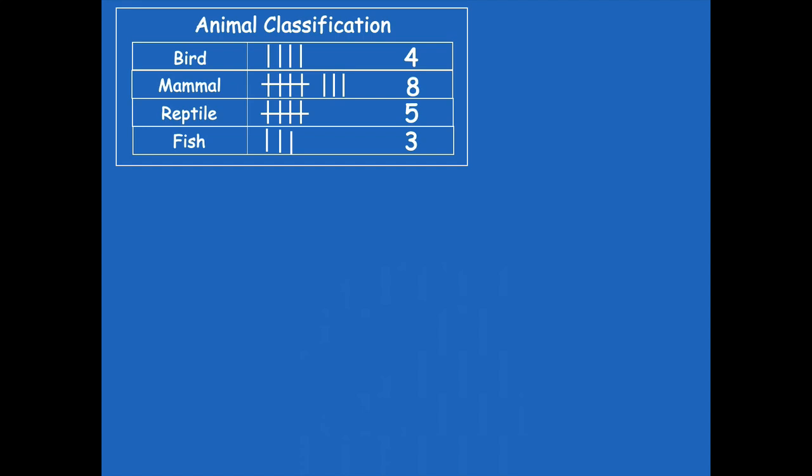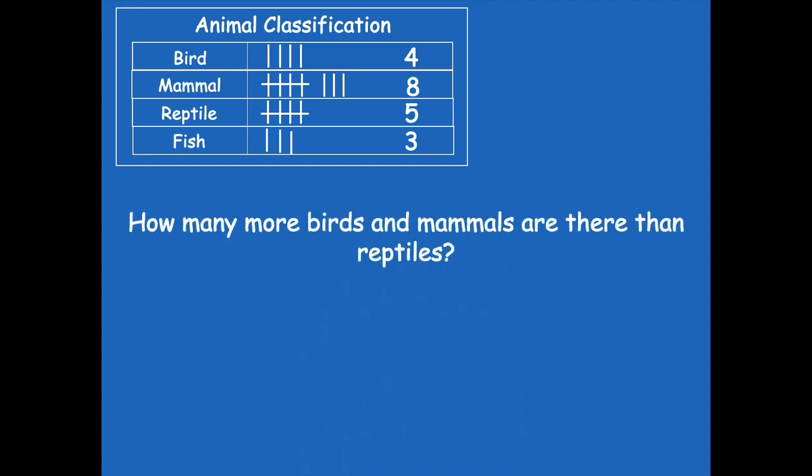Oh, that's a lot. All right, so how many more birds and mammals are there than reptiles? So this is where we're having to look at our chart even more closely. So it talks about how many more birds and mammals are there than reptiles. So I know I need to look at my chart for birds and mammals. So when I look here, oh, there we go. I can look right at my chart and see how many birds and mammals there are. Oh, well, that's 4 plus 8. Well, 4 plus 8 equals 12.